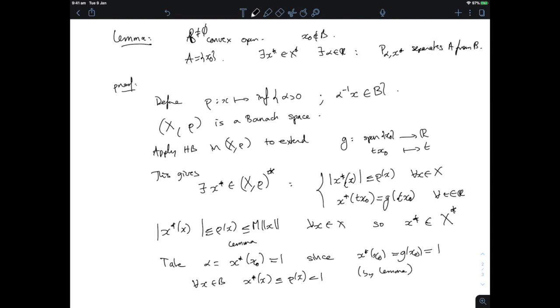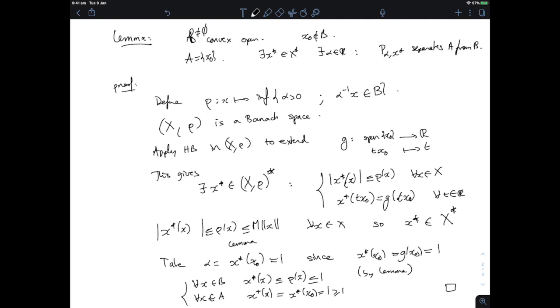Alright, we've proven that B is exactly the set of all x's in capital X such that rho of x is smaller than 1. So we are smaller than 1, so in particular smaller or equal to 1 on B, and for x equal to x naught, so for all x in A, where there's only 1 point, we have x star of x equal to x star of x naught, which is equal to 1, which is certainly greater or equal to 1. So we've proven that this hyperplane defined by x star and alpha does separate A from B. And that concludes the proof of that lemma.